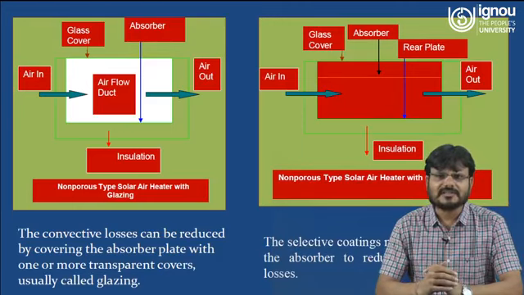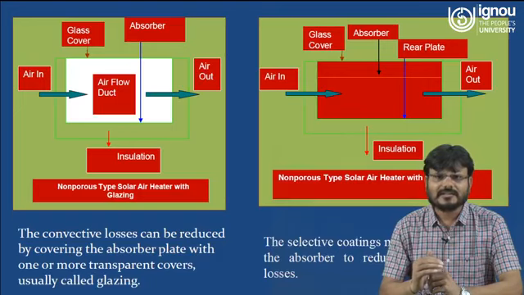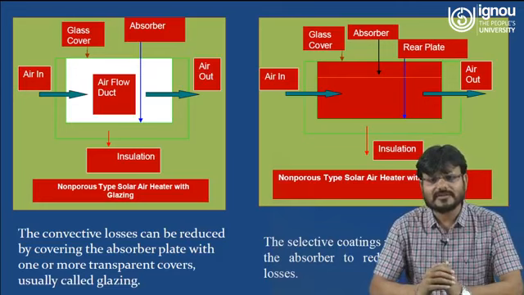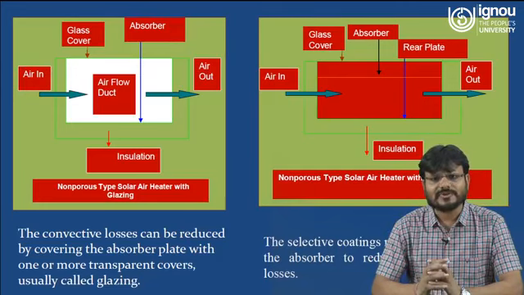Another type you can see here, non-porous type solar air heater with glazing. Here you can see the absorber in between, that means between the glass cover and the bottom. So here heat will be transferred between the absorber and the bottom of this particular chamber. And the principle is the same. Again this air will come in contact with the absorber, heat associated with the absorber will transfer to the air, and you can collect the hot air. Hot air is nothing but heat in the form Q = mc delta T. Again you can also see a selective coating may be applied to the absorber to reduce the radiative losses.